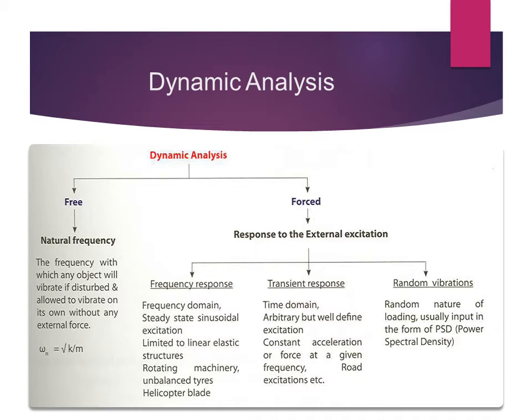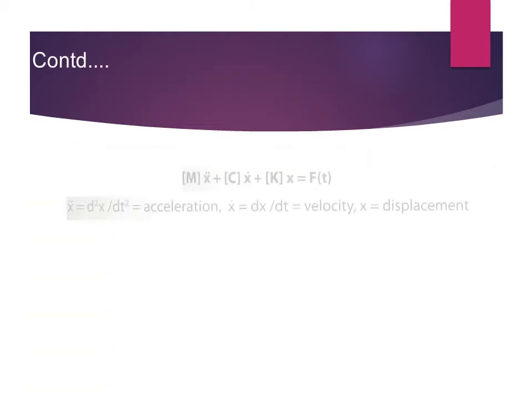Second type is the transient response. It is a time domain, that is time dependent vibrations. Arbitrary but well defined excitations are there, constant acceleration or force at a given frequency, road excitations, etc. Random vibrations, as the name indicates, are random in the nature of a loading, usually input in the form of a PSD, that is power spectral density.